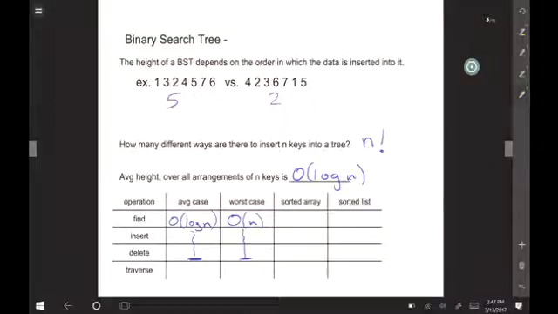What's the worst case for insert, remove, and find on a sorted linked list? Sorted linked list. Worst case. Big O of, they're all the same, so I'm just going to say big O of n, that's right. You got to go looking for the right spot, right? You have to find the right spot.